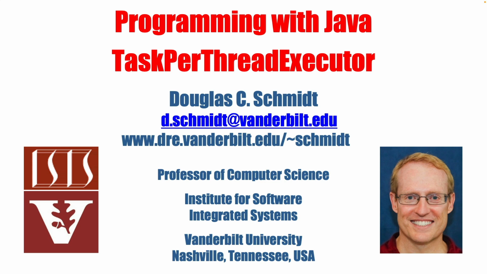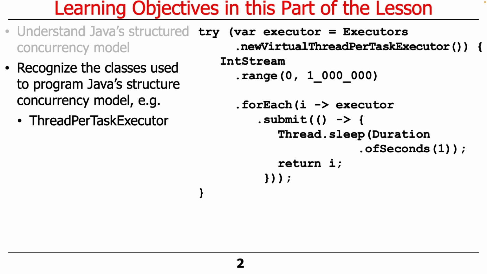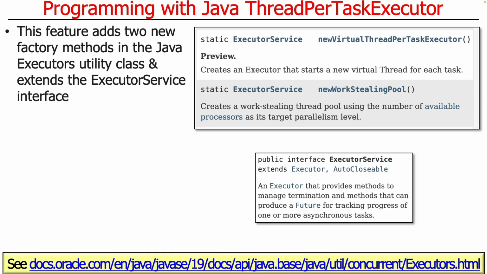So now we're going to start diving a little deeper into these Java structured concurrency mechanisms. And we're going to begin with our discussion on the Java ThreadPerTaskExecutor. I'm going to show you a little bit about how to program with it. So this feature, the ThreadPerTaskExecutor, adds two new factory methods to something called the Java Executors utility class. That's what these two methods are.